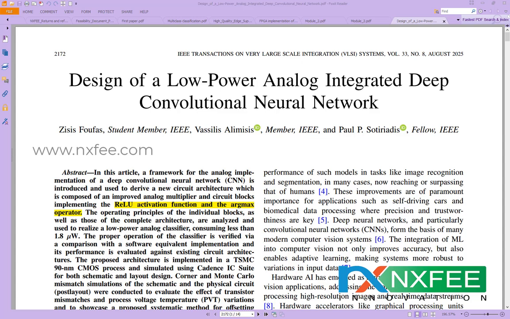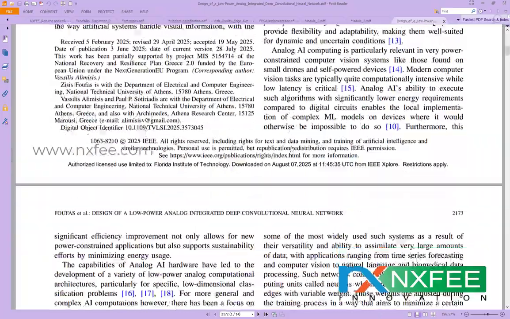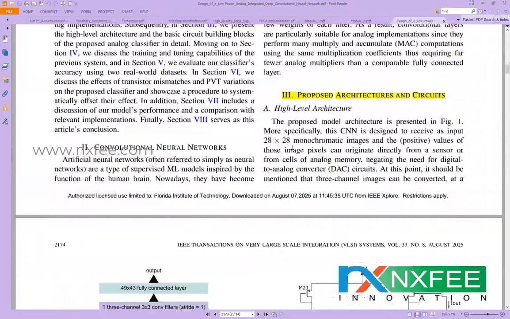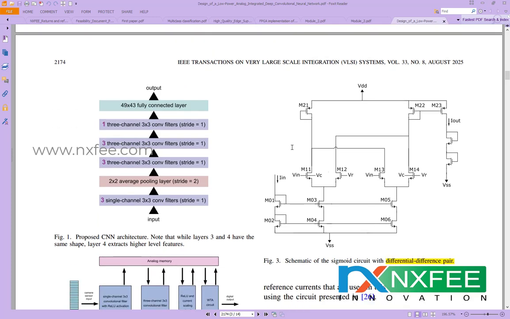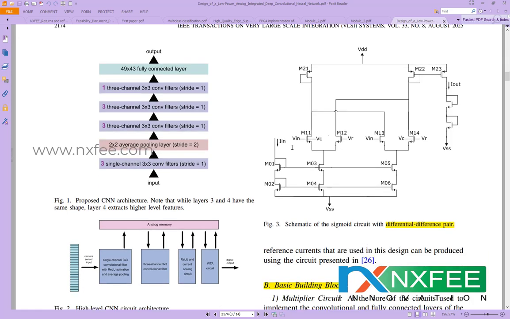Now we can go through the paper. This paper is fully about a low power analog integrated deep convolutional neural network. Here they developed the analog multiplier concept, but in this paper there are more complications in getting the output for the CNN kernel multiplications. They give a Figure 3 architecture, which is a differential difference path.